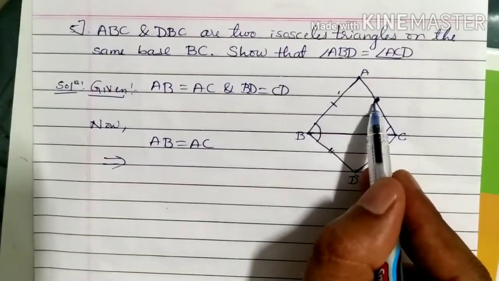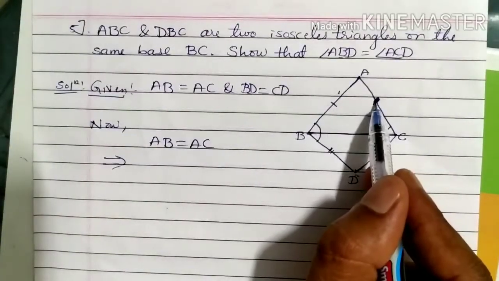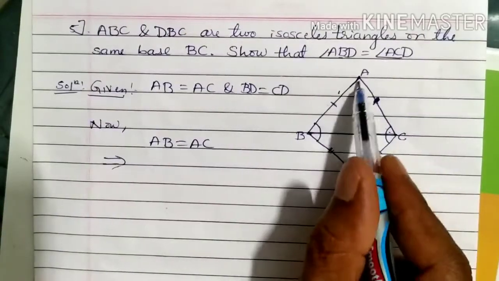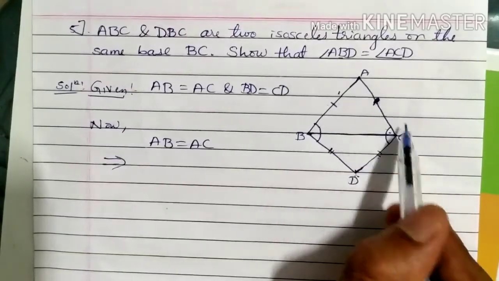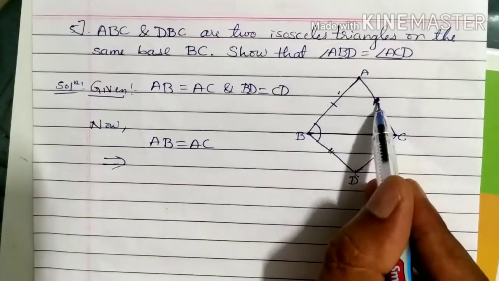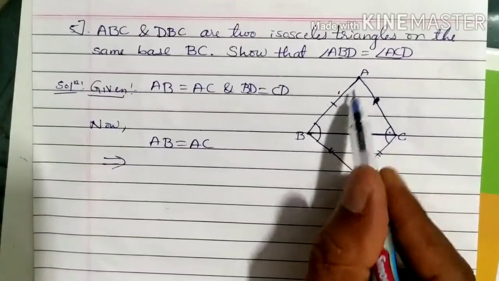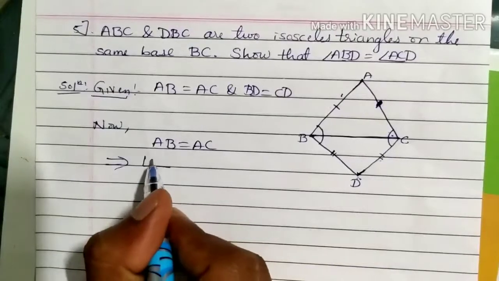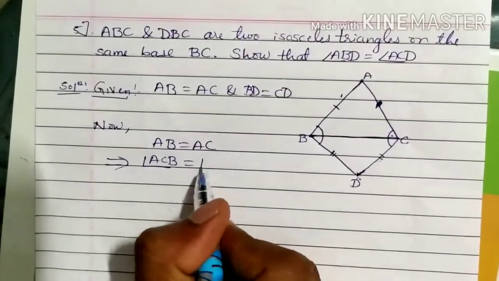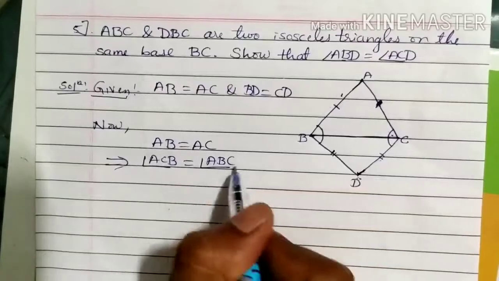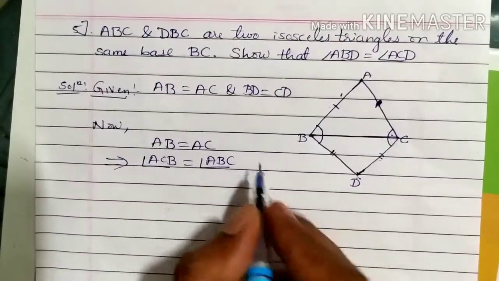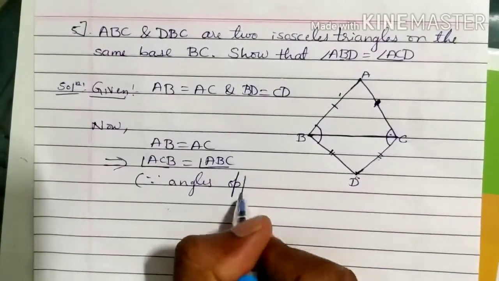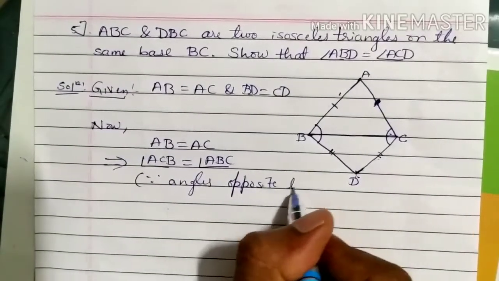Two sides are equal. If two sides are equal, then the angles opposite to those two sides are equal. The angle opposite to AB is angle ACB, and the angle opposite to AC is angle ABC. These two angles will be equal. Angle ACB must be equal to angle ABC, because angles opposite to equal sides are equal.